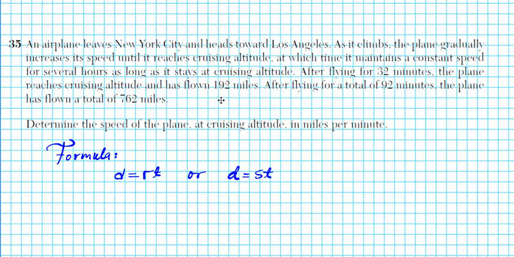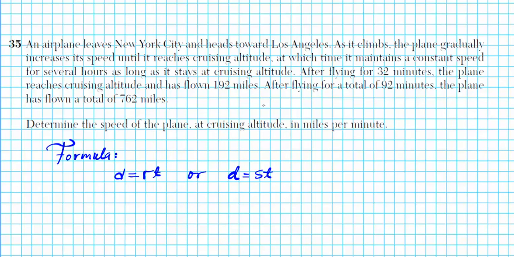So let's take a look at what's happening. The whole scenario can be broken up into two parts. We have the cruising component and the climbing component, okay? So notice the first 32 minutes, it reaches its cruising altitude. So what was it doing that time? It was climbing. Okay, so it climbed for like 32 minutes, and then it covered 192 miles, and then it flew for another 92 minutes, which resulted in a coverage of 762 miles total.